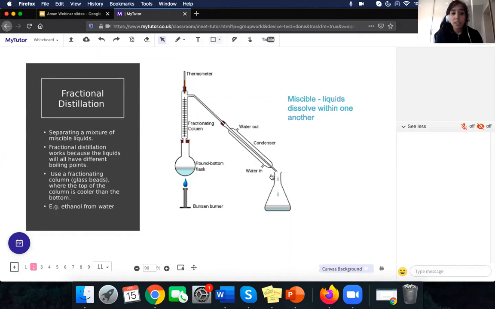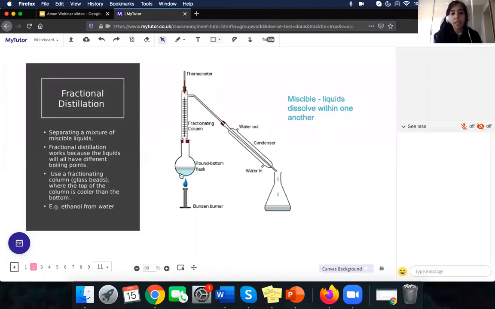So in the case of ethanol and water, ethanol has a lower boiling point than water. So what that means is when we heat up this flask, which let's say has ethanol and water in it, the ethanol will evaporate first. And the key part of apparatus in a fractional distillation method is this fractionating column. Now, this can be a bit confusing about what happens in this fractionating column. But in this fractionating column, we have glass beads. And these glass beads are at different temperatures.